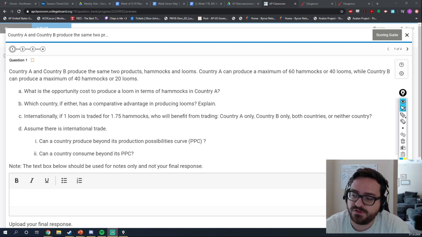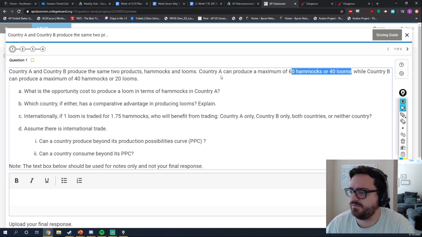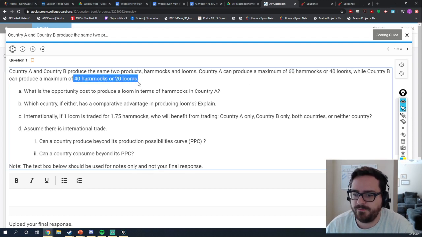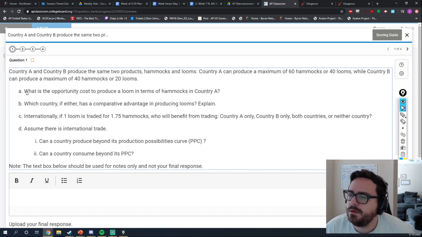Problem is, none of these questions ask that, which is super annoying because you would always love there to be an absolute advantage question because it's the easy one. But absolute advantage is just who can make the most given the same resources. A can make more, right? 60 and 40, bigger than 40 or 20. So, ba-bang. The question asks, what is the opportunity cost to produce a loom in terms of hammocks in country A?